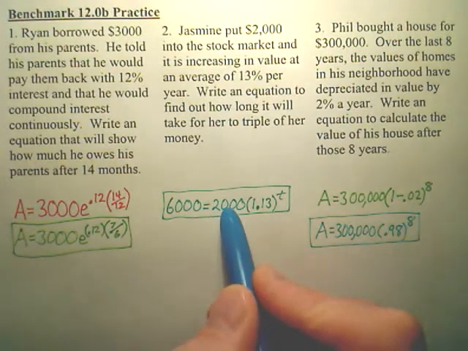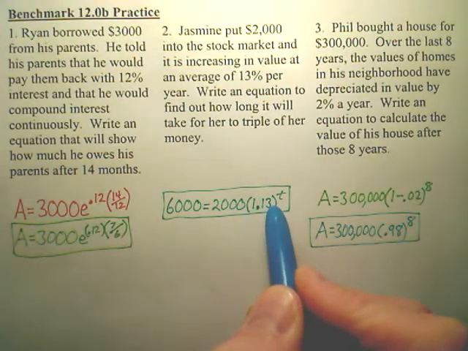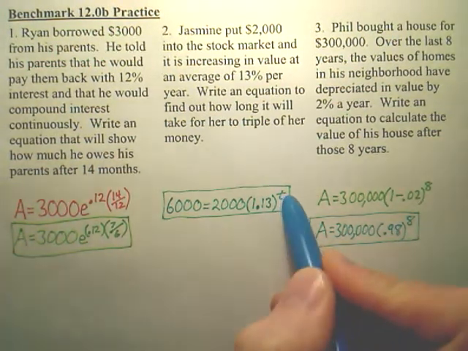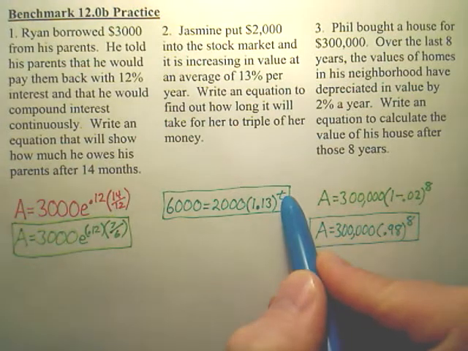So triple. Now, where'd 1.13 come from? Well, that's 1 plus your rate. Your rate is 0.13. So 1 plus 0.13 would be 1.13. And T is what we're trying to find. T is the amount of time.